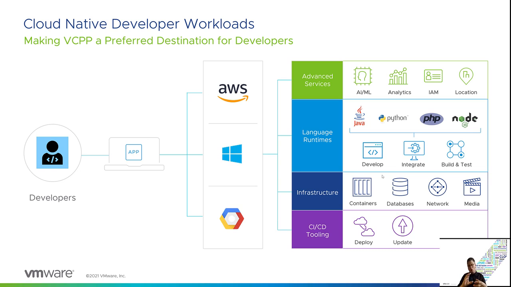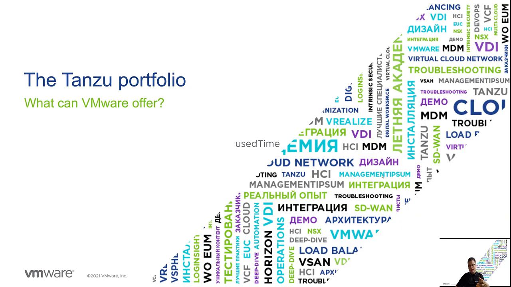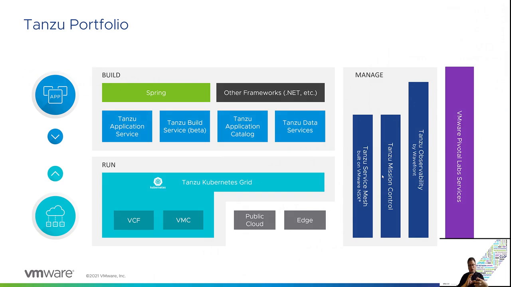As I have spoken a lot about the different personas, a lot about the different tools, so now let's look a little bit more into detail how the Tanzu portfolio looks like and what we can offer your customers. So in general, Tanzu is a marketing term, a brand, a VMware brand, where we consolidate all modern application technologies into one brand.